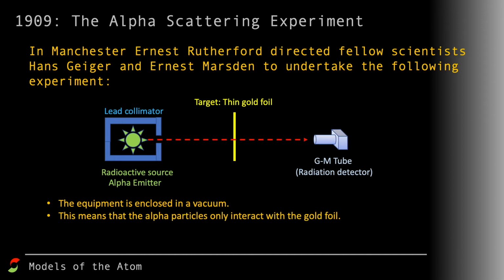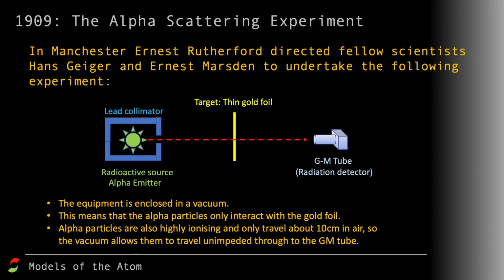The reason for that was two reasons, really. It means that the alpha particles are only going to interact with the gold foil, so anything that happens to the alpha particles is going to be due to an interaction with the gold foil. And also, because alpha particles are so highly ionizing, they only travel around 10 centimeters in air, and the vacuum allows those alpha particles to make it from the alpha emitter to the Geiger-Muller tube. So for those two reasons, all of that equipment was placed in a vacuum.